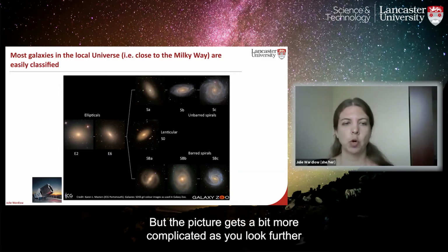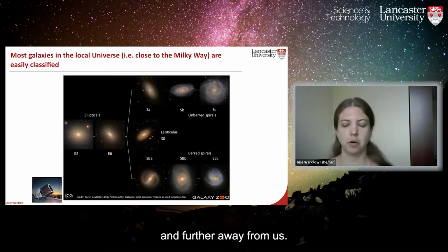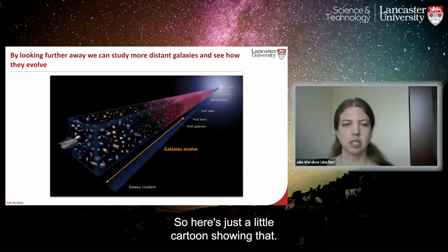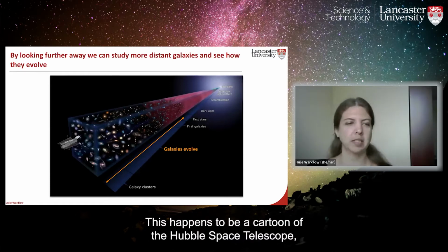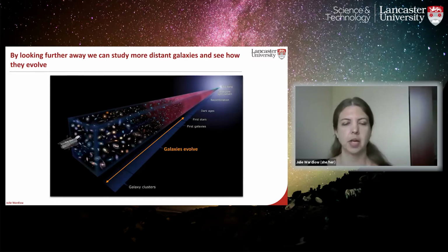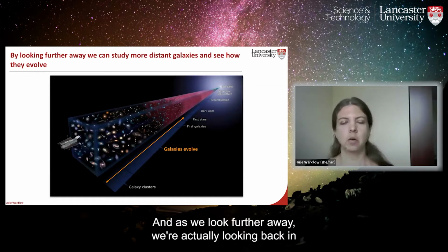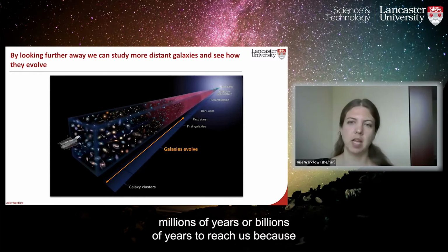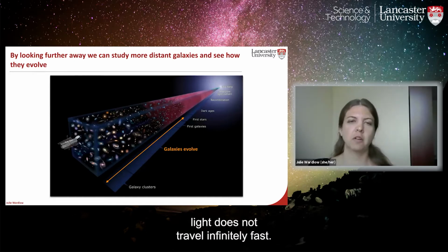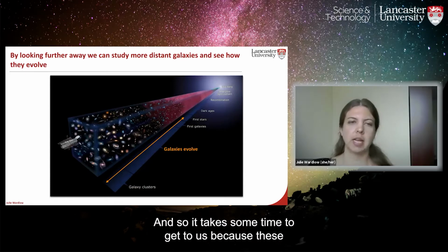But the picture gets a bit more complicated as you look further and further away from us. So here's just a little cartoon showing that. We've got our telescope on the left there. This happens to be a cartoon of the Hubble Space Telescope, but it could be any telescope. And as we look further away, we're actually looking back in time, because the light from a galaxy has taken usually many millions of years or billions of years to reach us, because light does not travel infinitely fast. And so it takes some time to get to us.